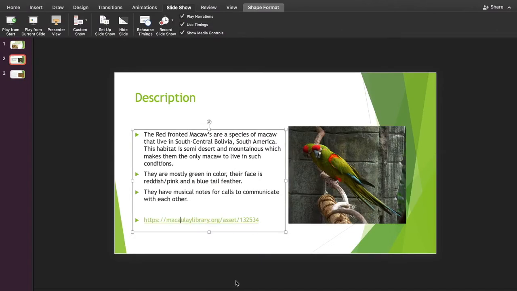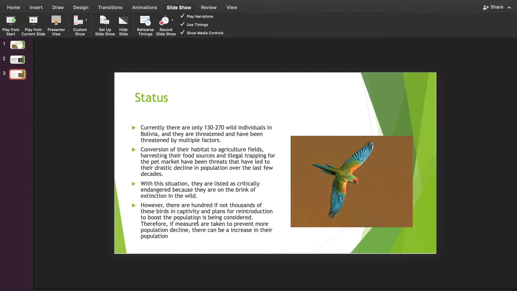And as you guys can hear, it does have a unique call, and scientists have been recording it for many years, and that is how they have surveyed their population and have come to the conclusion that it is critically endangered. So currently, estimates are that there are only 130 to 270 wild individuals in Bolivia, and they are threatened and actually have been threatened by multiple factors.